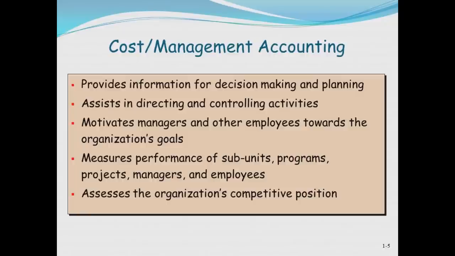So I think that we've more or less talked about this. So cost management provides information for decision making. It assists in directing and controlling activities. An example of these two might be helping the organization make decisions like should we build or should we buy.